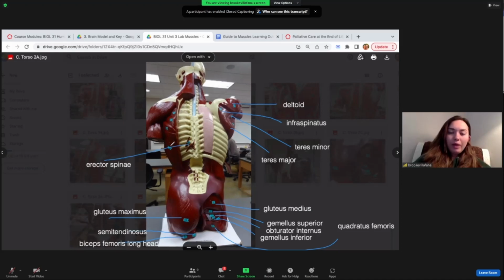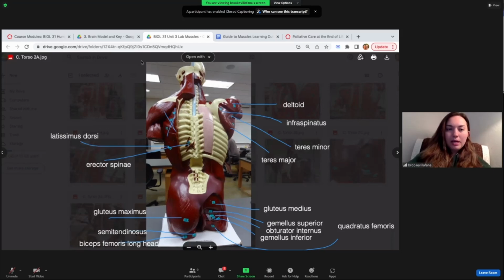And then over here, we have the latissimus dorsi. And a few here that are kind of cut off. I believe that's the infraspinatus. You don't need to worry about these ones.